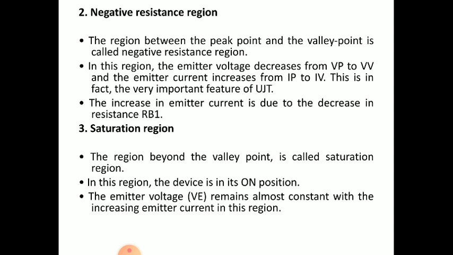The increase in emitter current is due to the decrease in the resistance RB1. So why is there an increase in the current, that means a decrease in the resistance of RB1? Because of the flow of charge carriers, the positive charge carriers, which are injected from the heavily doped P plus region into the N region, and they are attracted towards the B1 terminal because of the negative VBB terminal which is connected to B1.